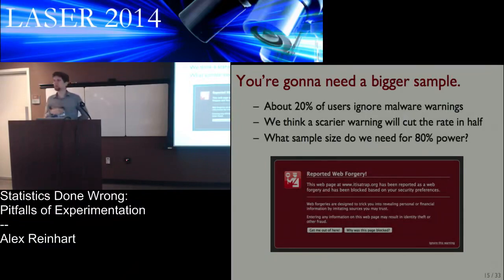Now, I've made up the numbers. I don't really know how many people click past it, but suppose it's 20%. And we want to cut this in half. So we want to do an experiment where we get half the people to use the old version, half the people to use the new version. What sample size do you think we might need total to get good power?